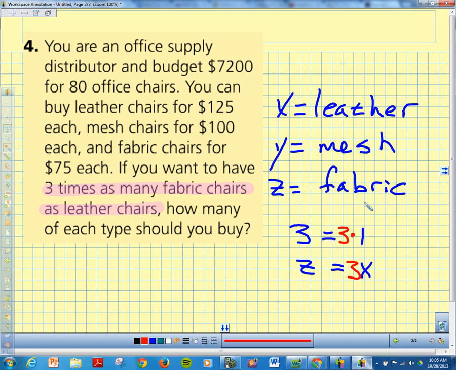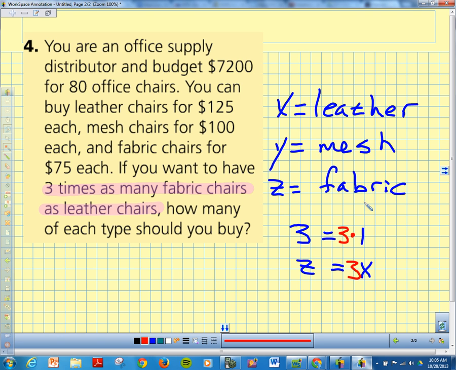Exactly. So my next equation I'm going to write, I think this is the second most difficult equation for you guys to write, is the equation with the 80 office chairs. It's actually a really easy equation to write, but for whatever reason it trips you guys up. So raise your hand if you know what equation it is. I'm going to start talking and I want to see more hands go up as I start helping you write this equation.